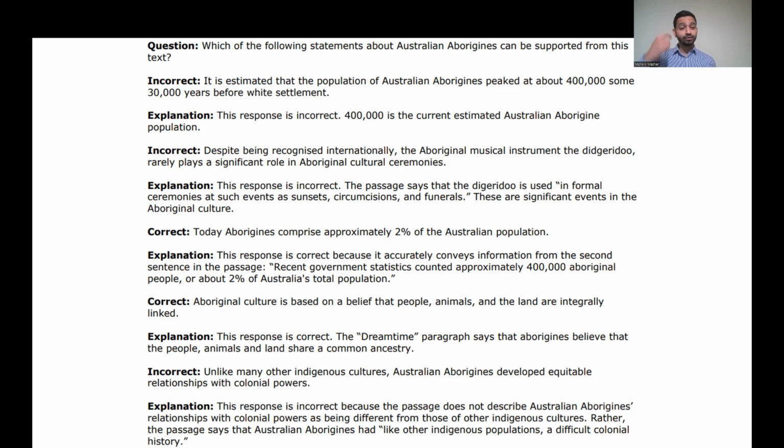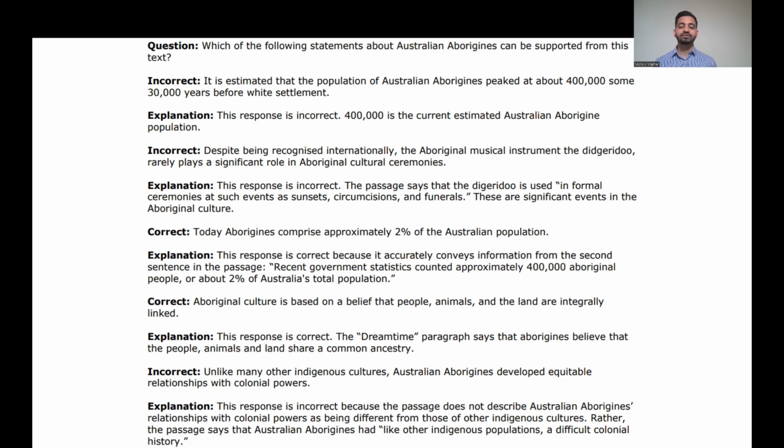Number 4, Aboriginal culture is based on a belief that people, animals, and the land are integrally linked. This is also correct because the Dreaming paragraph says that the Aborigines believe that the people, animals, and land share a common ancestry.